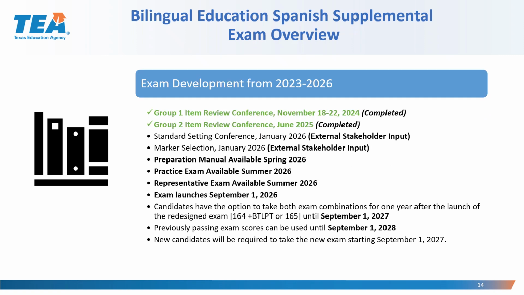The Bilingual Education Spanish Supplemental Exam development started in 2023 and will conclude in 2026. As of today, Group 1 and Group 2 of the item review conferences have been completed. If external stakeholders would like to offer input on the exam development process, they have 2 more opportunities this coming January 2026. They can participate in the standard setting conference or the marker selection.